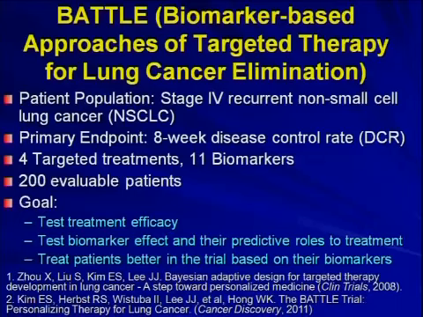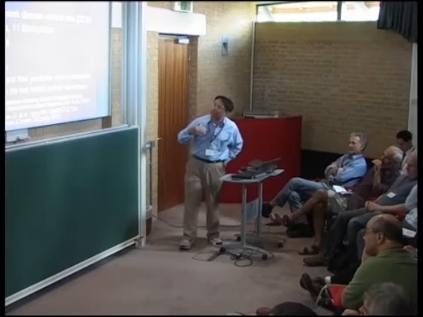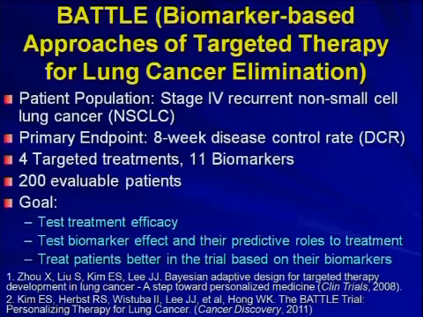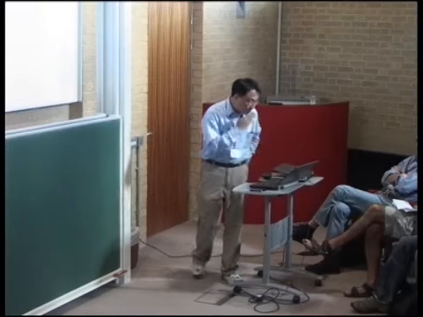The patient population is stage 4 recurrent non-small cell lung cancer. The primary endpoint is 8-week disease control rate, a very short binary endpoint. We have 4 targeted treatments and 11 biomarkers pre-identified. We have only 200 evaluable patients to achieve the 3 goals that I mentioned earlier. The design was published in 2008, and the whole trial result was recently published in Cancer Discovery.